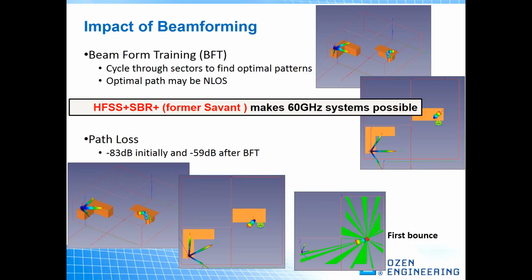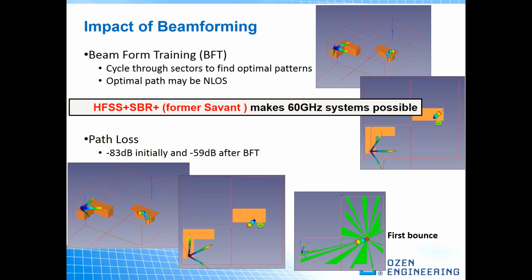basically it's doing the beamform training. It's scanning all the arrays. Basically it cycles through the sectors to find the optimal pattern or optimal path. So basically, as you can see here, the mobile device is this way. It's scanning the array, and also the same for the router. And when it's doing the shooting and bouncing, it's going to find the best path, as you can see here, for the communication.